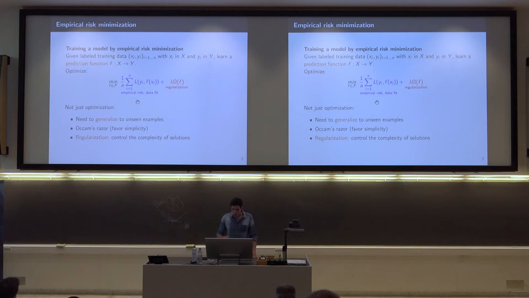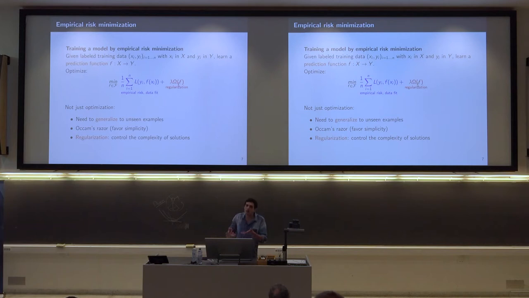So in practice, to ensure that you have simple models, you need the red term, the regularization term, that penalizes models that have too much flexibility. So you optimize this term, and it will bias your training towards simple explanations of the data.